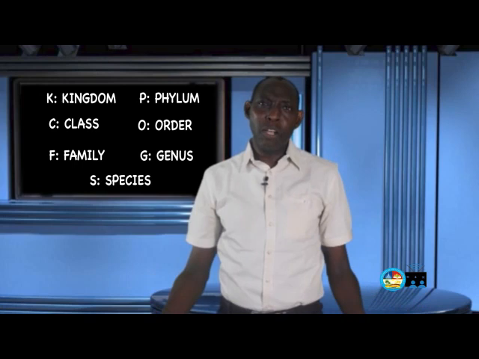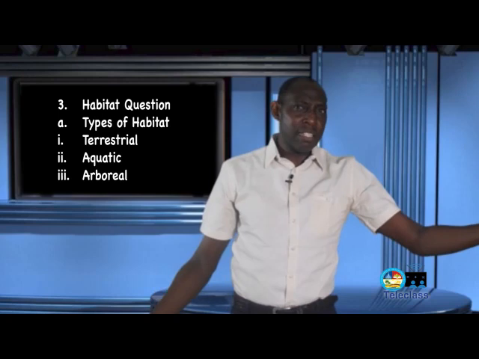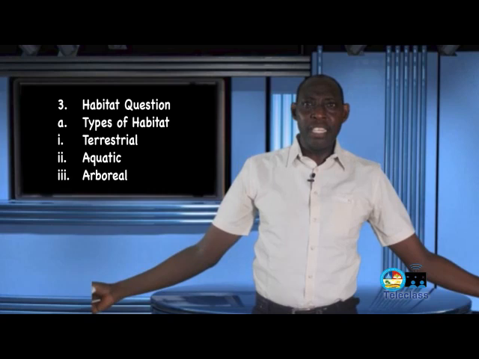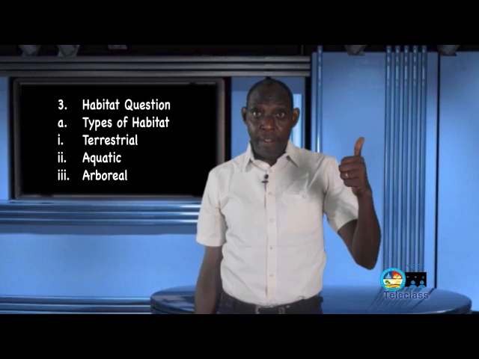Another question that comes out a lot has to do with habitats. What's the habitat of a specimen? They give you a rat. What's the habitat of a rat? Will you say the habitat of the rat is in the house? No. What are the habitats we have? We have 3 kinds of habitats: terrestrial, aquatic, and arboreal. But each of them has different subdivisions. So you must be very specific to get your answer.